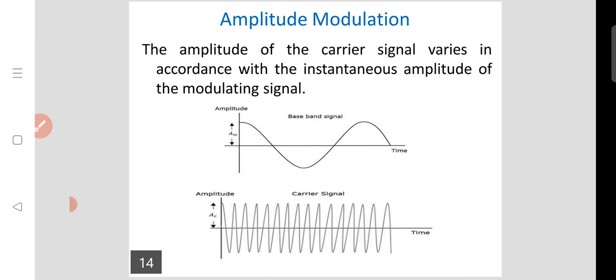Now our topic is amplitude modulation. In last classes, we discussed the communication systems. What is a basic communication system? What are the elements of a communication system? Then the different types of signals and different types of modulation techniques.